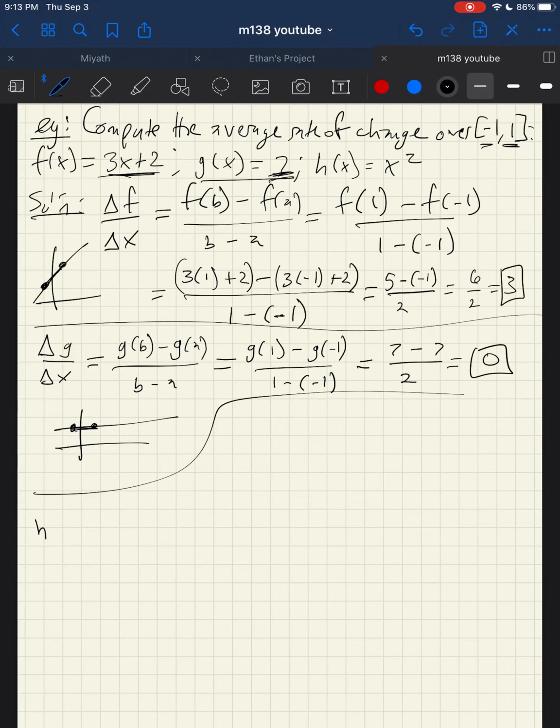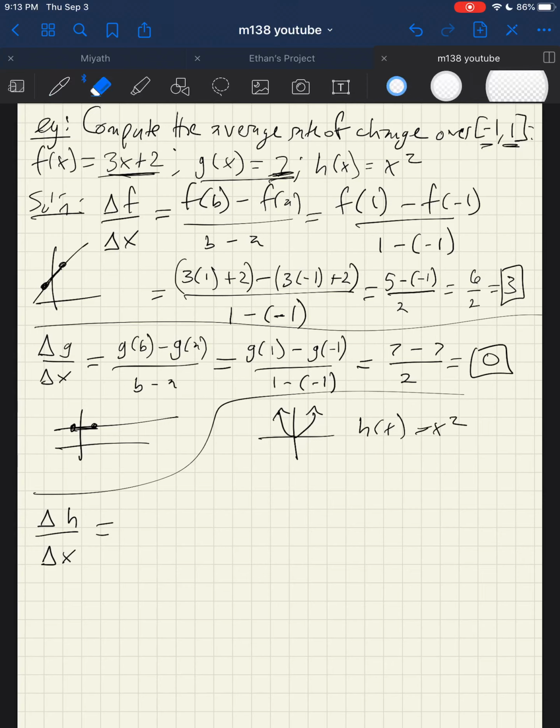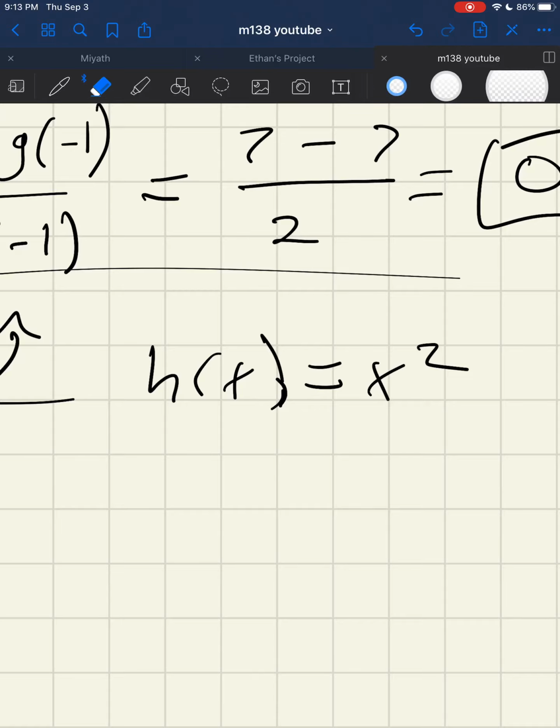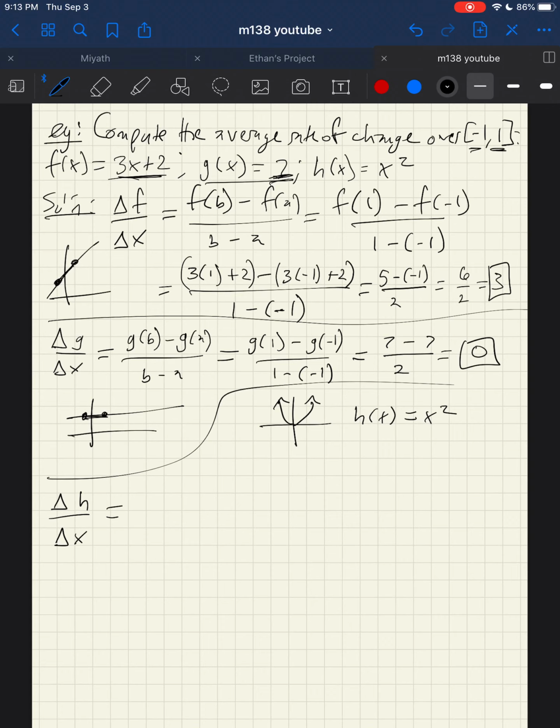Okay, let's now do one more final example here. Let h of x be x squared. Let's look at delta h over delta x. This is the average rate of change of the function h of x, and I'll just sketch h of x really quickly here. So h of x is x squared, which is a parabola. And a parabola, unlike the first two functions, is a curvy function. So we're trying to approximate the average rate of change over this curvy function. So let's see what that's going to turn out to be.